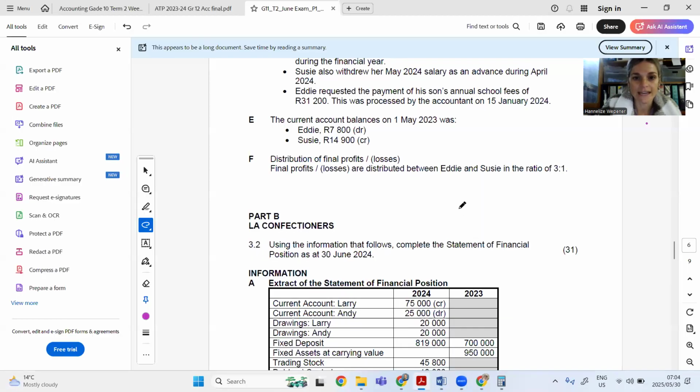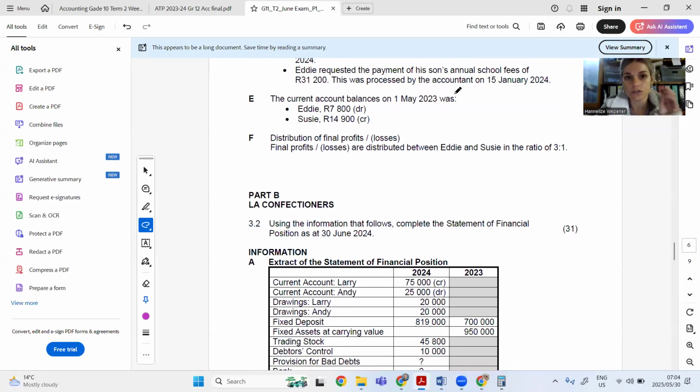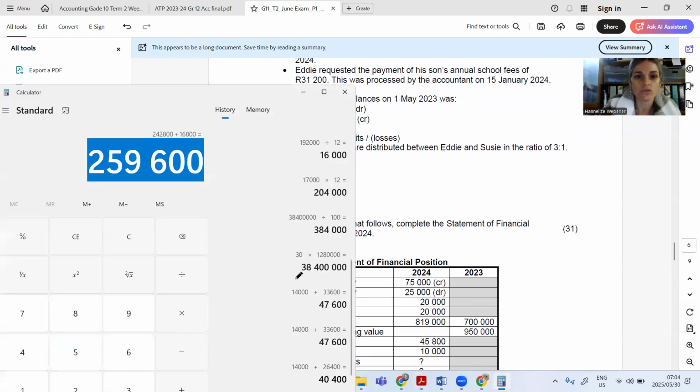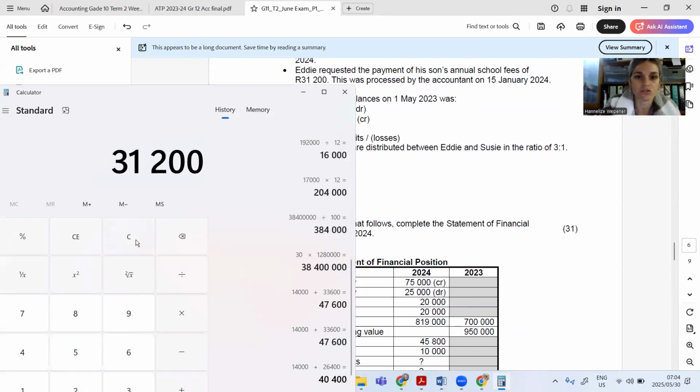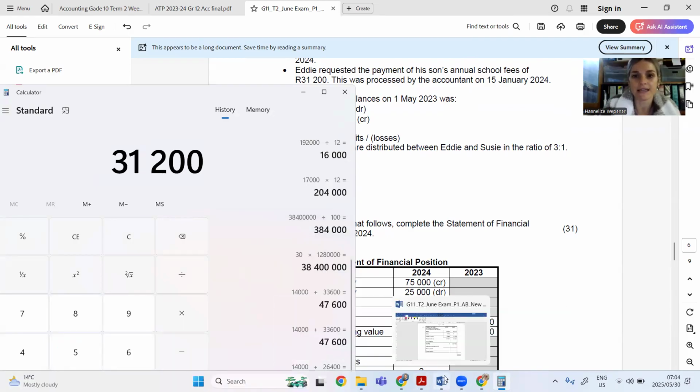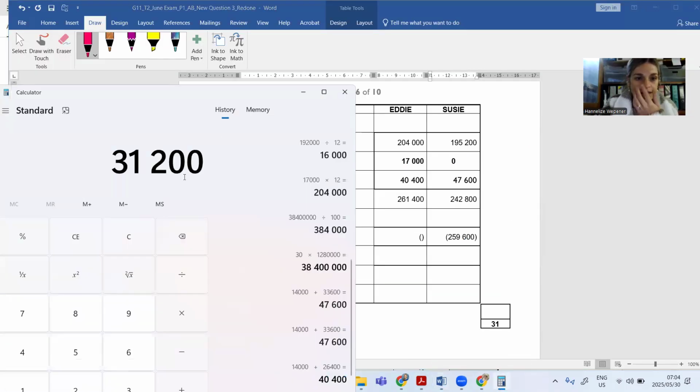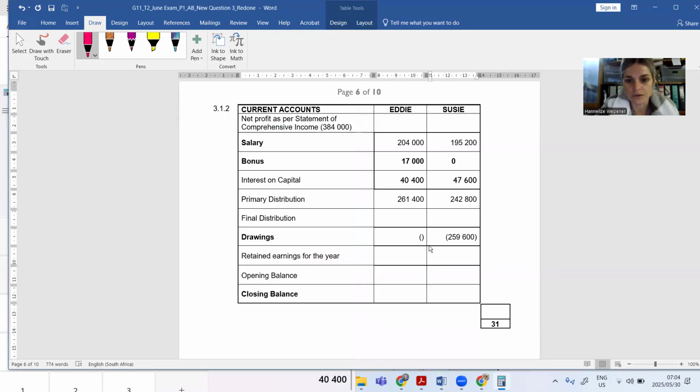Then Eddie also took his primary distribution first. And on top of that, he also asked for 31,200 to pay his child's school fees. And that payment has been made. It's been processed by the accountant in the current financial year. So he took the 31,200 plus his primary distribution, and that is then his drawings. So we'll go to drawings here, once again in brackets.